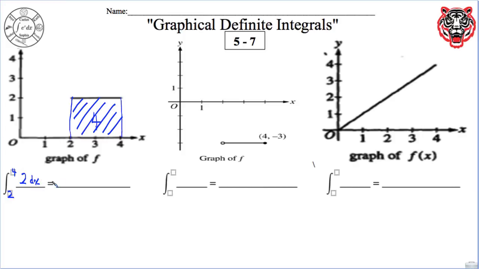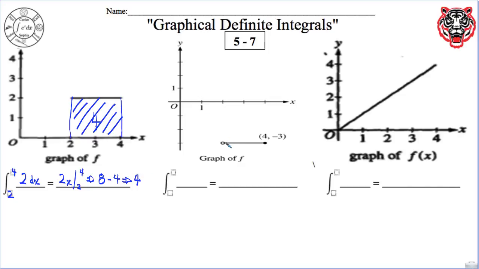And then solving this analytically, this is going to become 2x evaluated between 2 and 4. That's going to turn into, subbing in 4, 2 times 4 is 8, minus subbing in 2, 2 times 2 is 4, and that's going to be 4. Perfect. So we're just making sure that this number matches this number. Let's move on to the next problem.